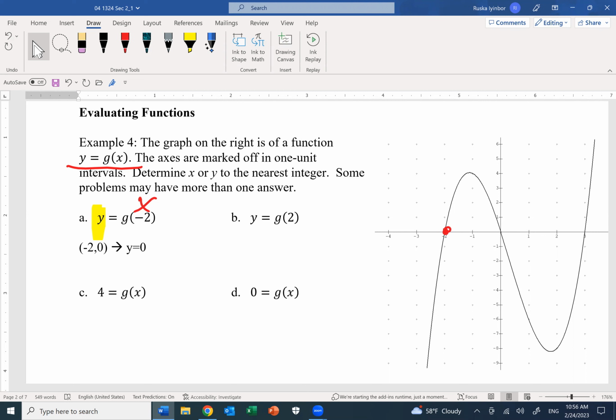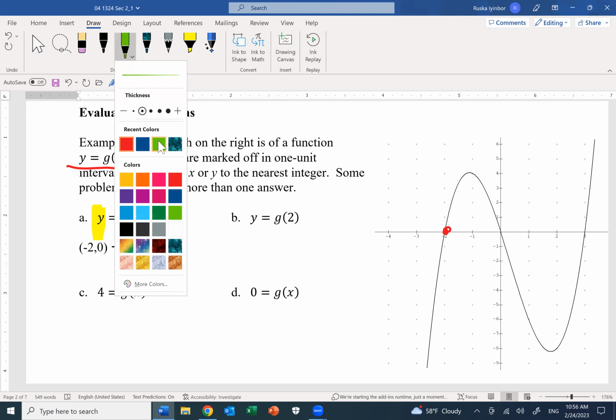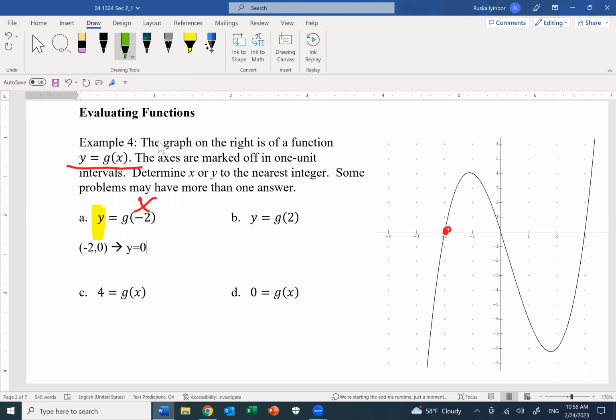The next example is absolutely the same way, but here they're asking me what is y equals g of 2. So in this case, x is 2. They give me the 2. Always the number inside the parentheses is x. So now, what is that y? We go to x is 2.